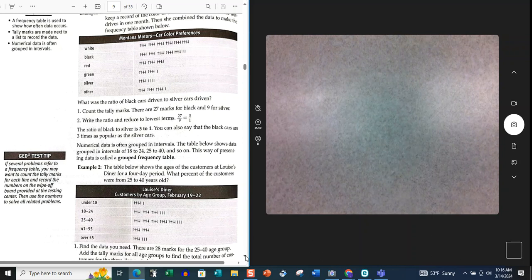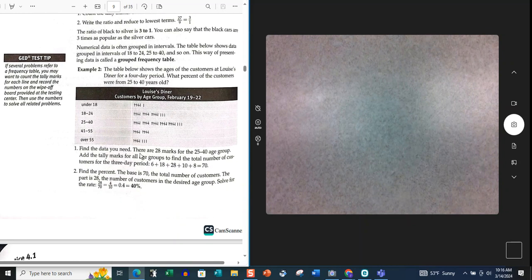Now, what we would have to do here, it says find the data you need. There are 28 marks for the 25 through 40 age group. Add the tally marks for all age groups to find the total number of customers for the 3-day period. So we add up all age groups. We add 6 for under 18 and so on for all the other ages, and that equals 70.